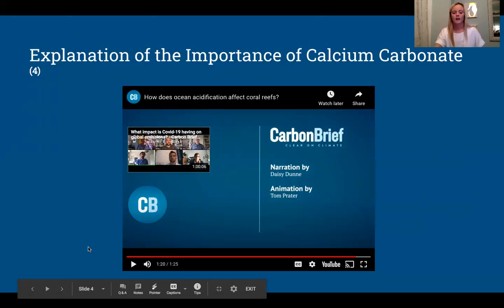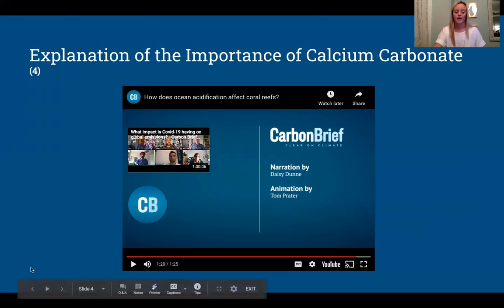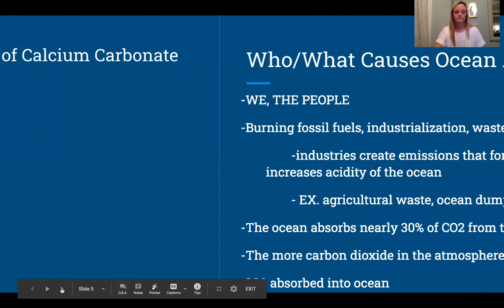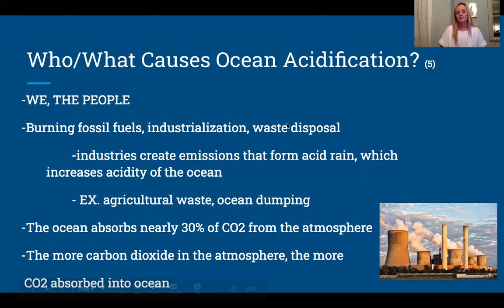So again, that video goes into depth that calcium carbonate is important and coral reef relies on it, and without it, they wouldn't be able to survive. So now we know what ocean acidification is and the steps of it, but we don't know what causes it, or who. In fact, it is us, the people.